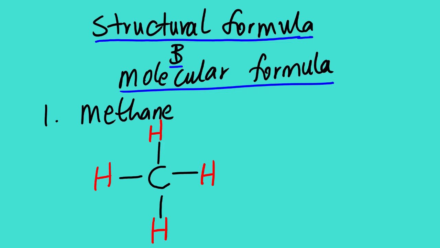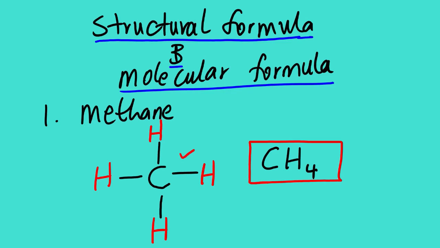Now what is the molecular formula? For the molecular formula, we have 1 carbon atom and 4 hydrogen atoms. So this is the molecular formula of methane, and this is the structural formula of methane. Let us look at the next ones.